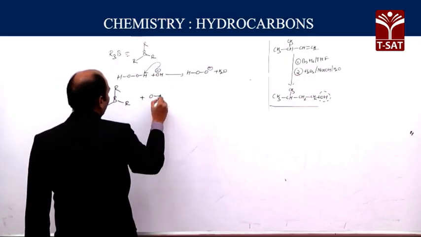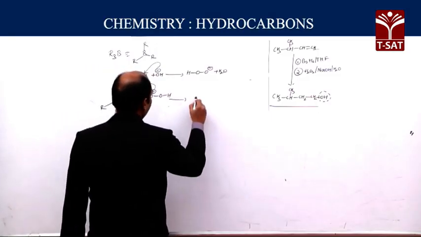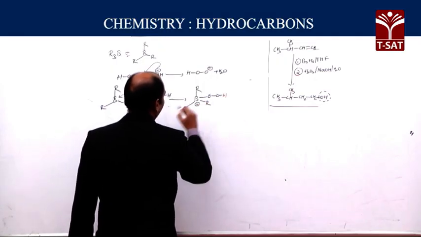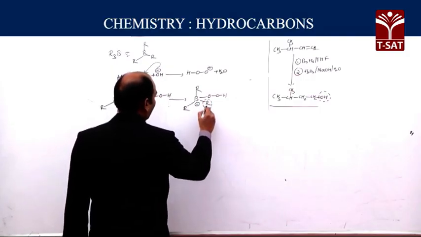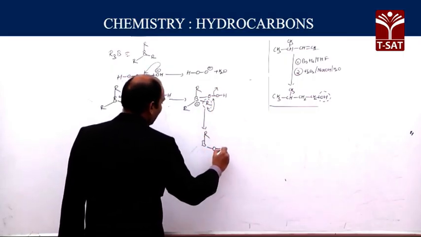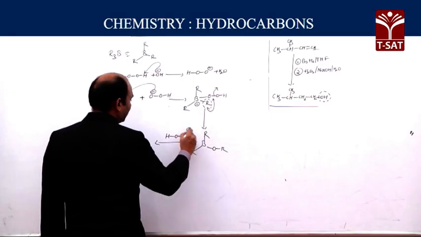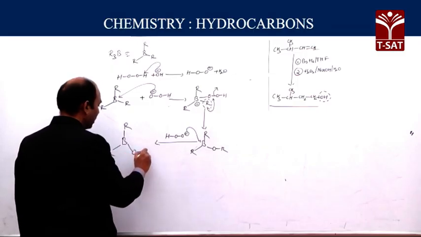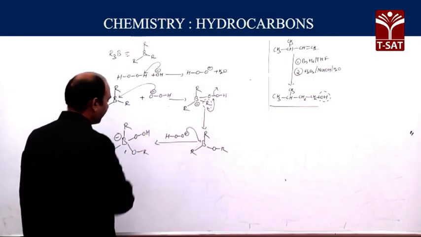Now the formed OOH minus attacks the boron. So what we get here is B with R, R, R and OOH, with a minus charge. What happens in the next step? An alkyl group migrates from boron to oxygen, then elimination takes place. So we get B, R, R and OR. Again the same phenomenon takes place: HOO minus attacks here. So we get B, R, R, OR, with OOH and a minus charge.